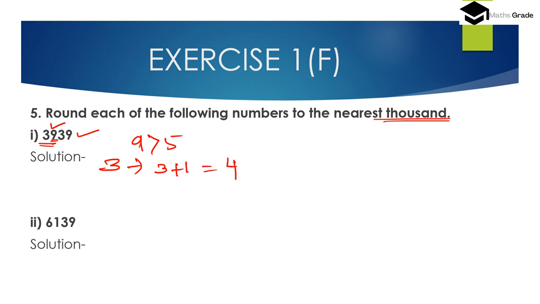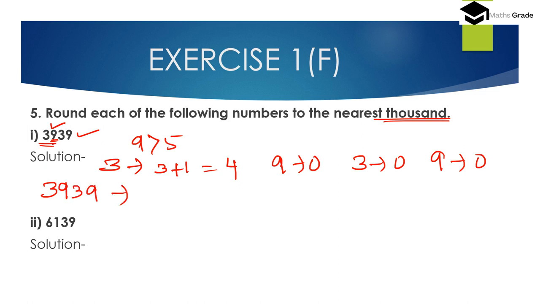And this 100s digit 9 changes to 0, and this 10s digit 3 changes to 0, and the units digit 9 changes to 0. Now 3939 rounded to the nearest 1000: this 3 changes to 4, 9 changes to 0, 3 changes to 0, 9 changes to 0. Now it is 4000. So 3939 rounded to the nearest 1000 is 4000.